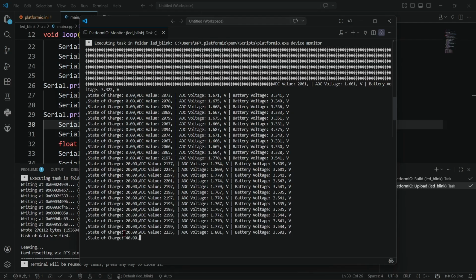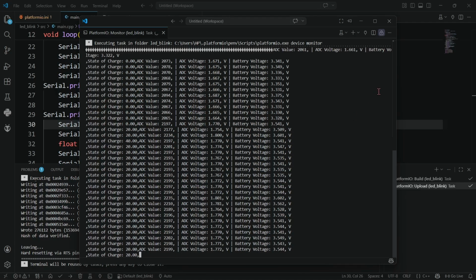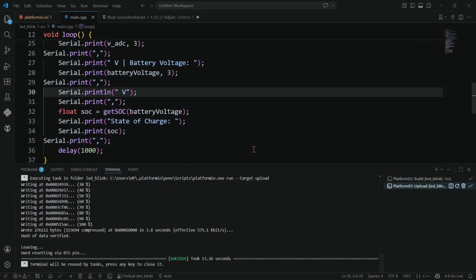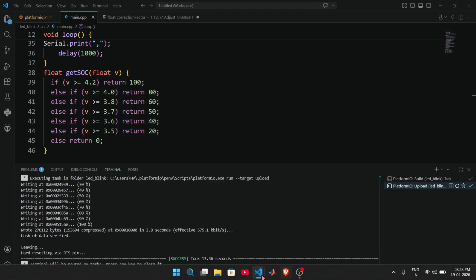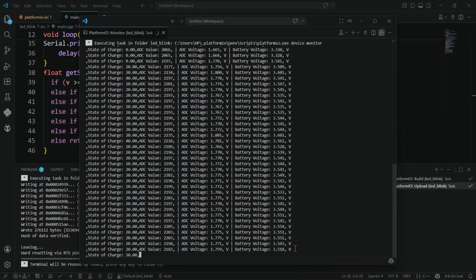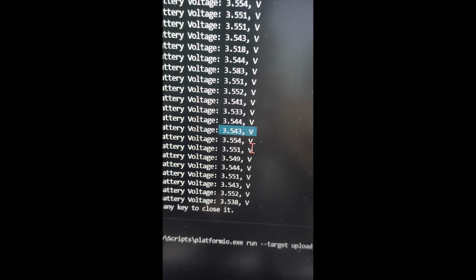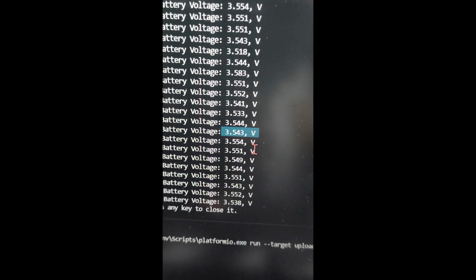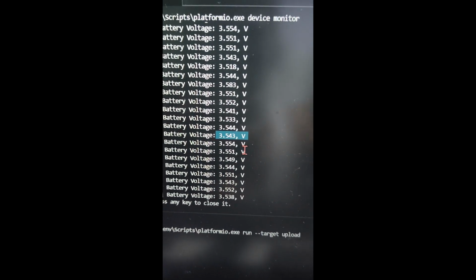Here we are getting the state of charge as 20%, 40%, even though the voltage is 3.5 volts. Okay, but we checked the voltage, it was 3.9 something. So we again need to multiply it by the correction factor. You can see here the battery voltage we are getting is 3.54, but the actual voltage was 3.90. So we need to multiply this voltage by a correction factor.